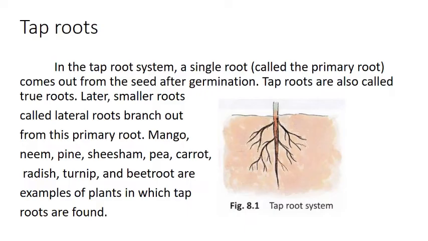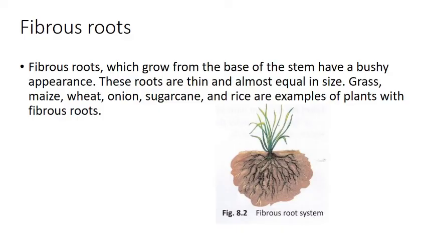In the taproot system, a single root called the primary root comes out from the seed after germination. Taproots are called true roots. Later, smaller roots called lateral roots branch out from this primary root. Mango, neem, pine, sesame, pea, carrot, radish, turnip, and beetroot are examples of plants in which taproots are found.